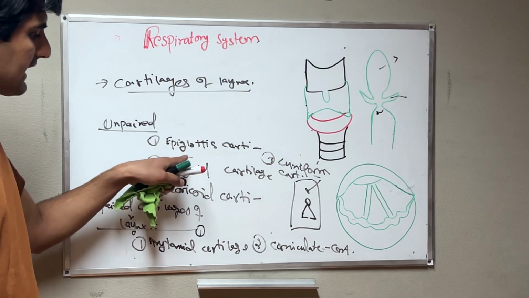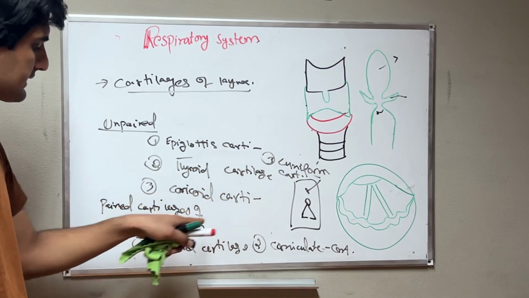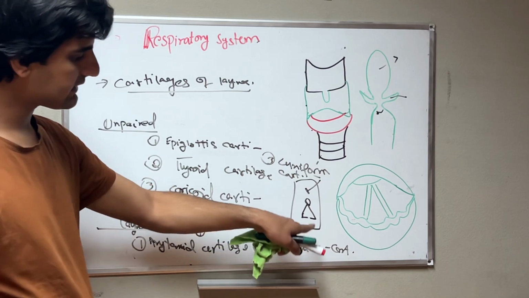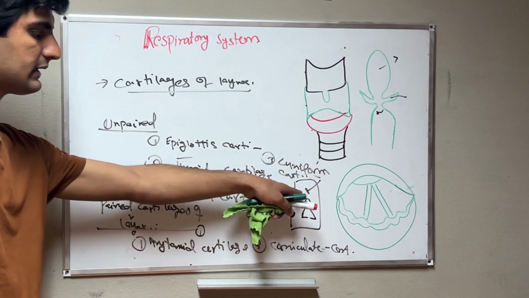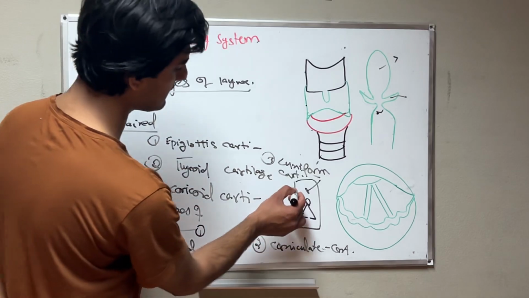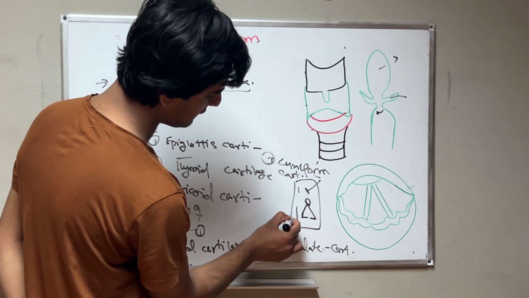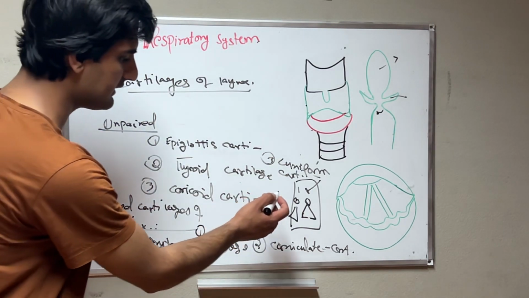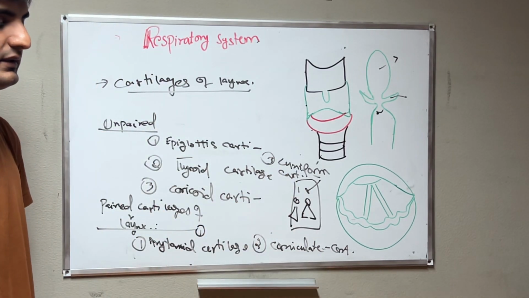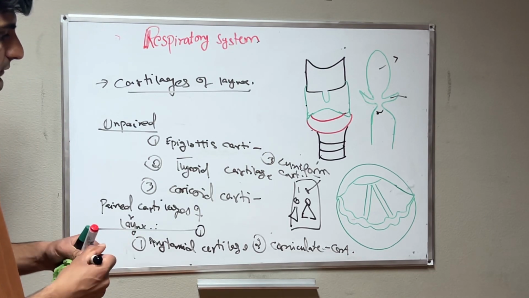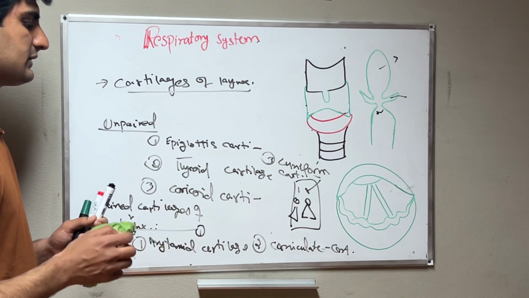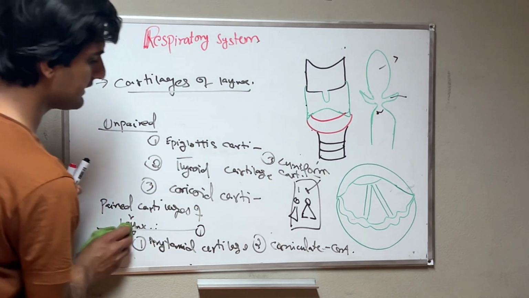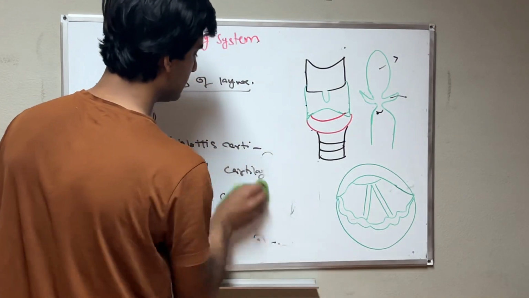Unpaired we have the epiglottis cartilage, thyroid cartilage, and cricoid cartilage, and paired we have the arytenoid cartilage, corniculate cartilage, and cuneiform cartilage, two of each. Here I will also write that this is a triangle and this is a triangle. From the posterior view, you can easily see these three paired cartilages in the larynx. Now these are the cartilages I told you about. Now we will go into detail on the unpaired cartilages, the structure of each cartilage.